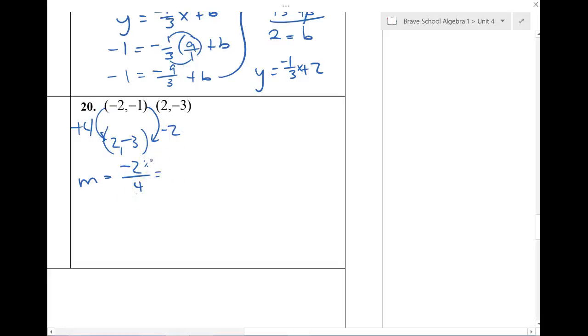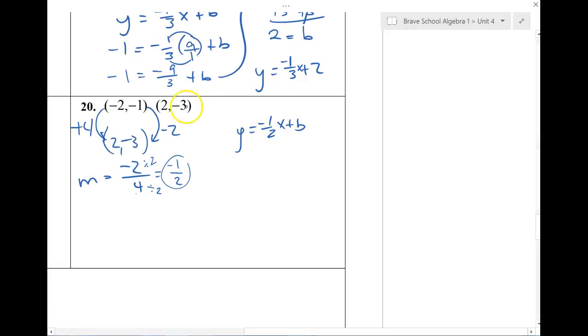And I want to reduce it, so I can divide it by a number that goes into both. So divide them both by 2. So negative 2 divided by 2 is negative 1. And 4 divided by 2 is 2. Here's our slope. Okay, so now I have to plug it into the equation. y equals negative 1 over 2x plus b. And if you say I saw the rest, pause the video.